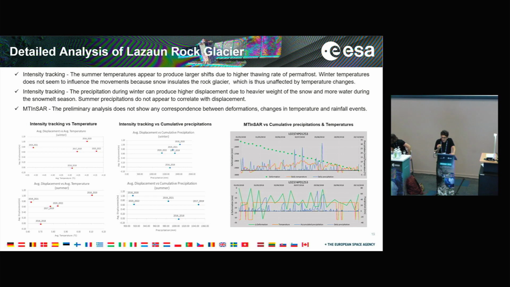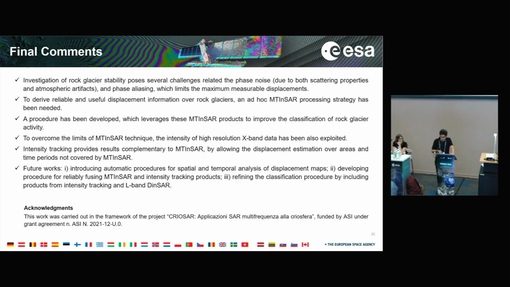And concerning the cumulative precipitation during winter, it can produce a higher displacement due to the heavier weight of the snow, and also due to the snow melt occurring in the late winter season. While in this case, summer precipitation does not show any correlation with displacement. So I conclude my presentation.